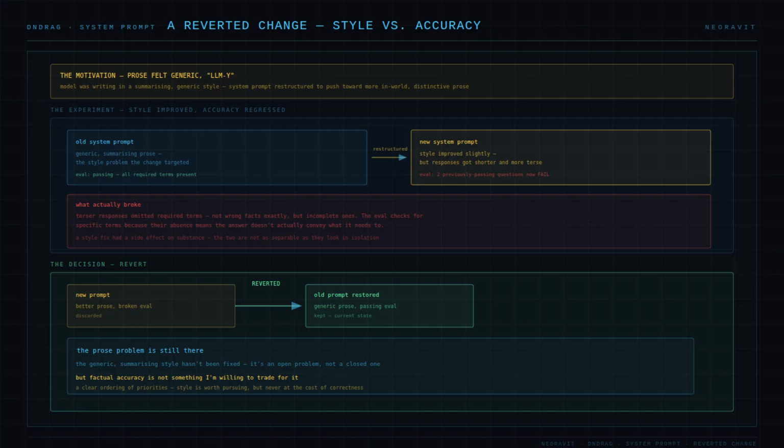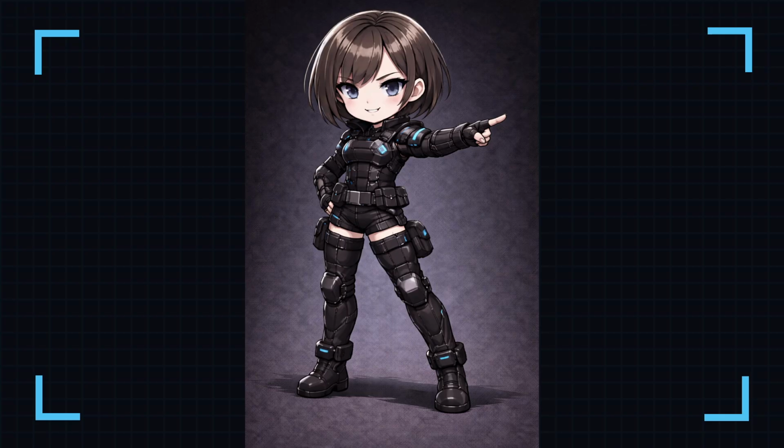And that was because the model was producing shorter, more terse responses that omitted the required terms. So then I reverted the change. The prose problem is still a little bit there after a little bit of tweaking. It wasn't as bad as it was before, but the factual accuracy is just not something I'm willing to trade for. The synonym matching feature also turned out to be more useful than I expected.